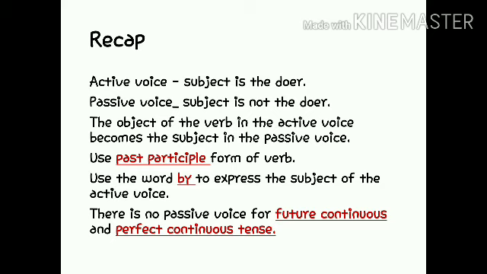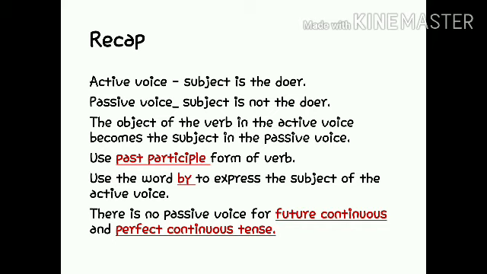In active voice the subject is the doer, and in passive voice the subject is not the doer. We bring the object in the active voice to the subject's place when we construct the sentence in passive voice. In all the passive structures we use the V3 form of the verb. The main action word will be in past participle form, and we express the subject after the word by.